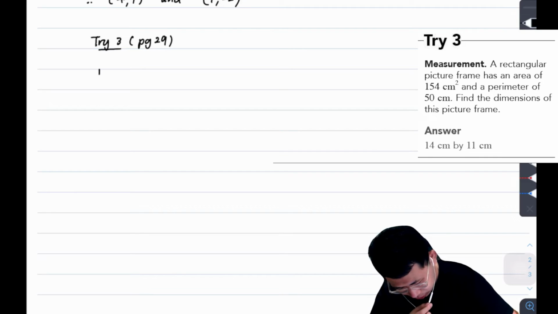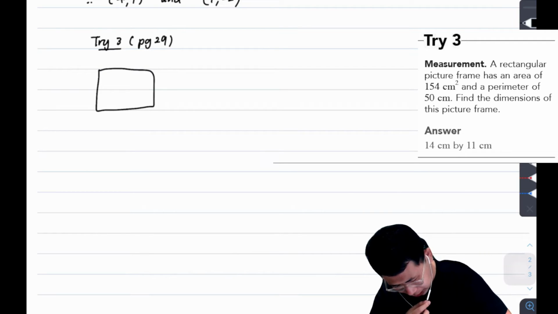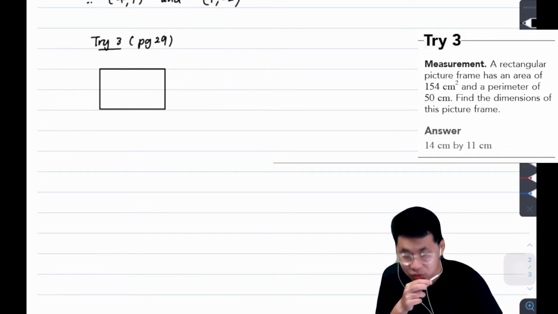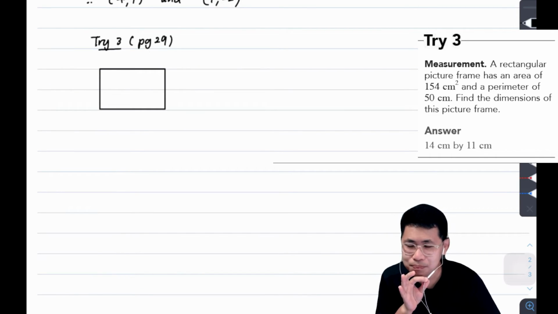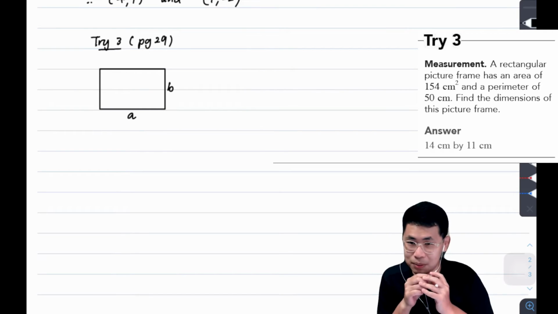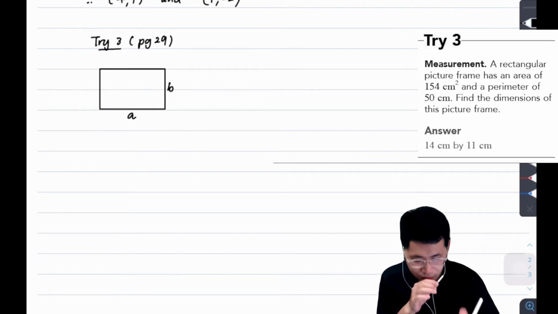Before we model, let's draw a model. Before we do anything, we draw. The dimensions: we have two separate dimensions. It's a rectangular picture frame, so I'm going to just do A and B, just in case. A and B. So area 154 cm square.